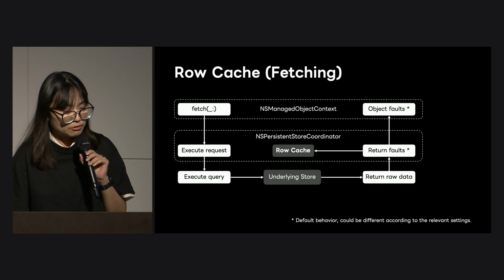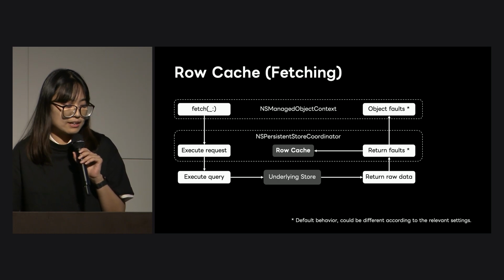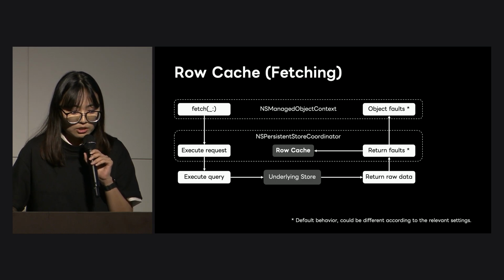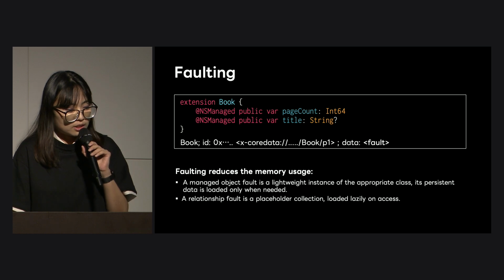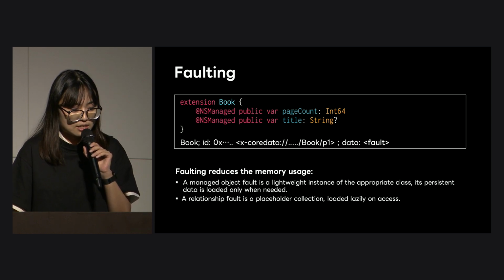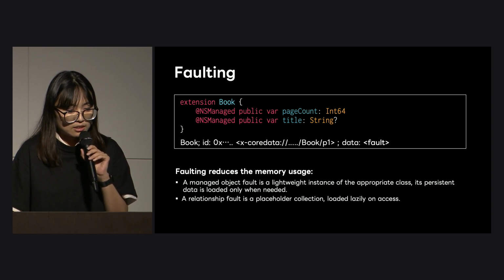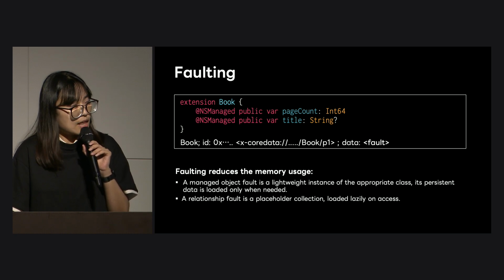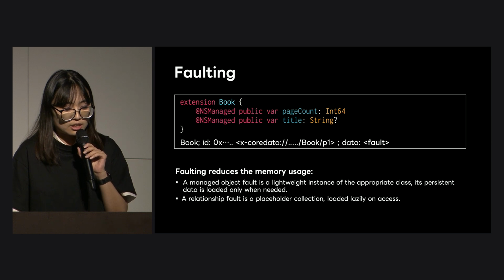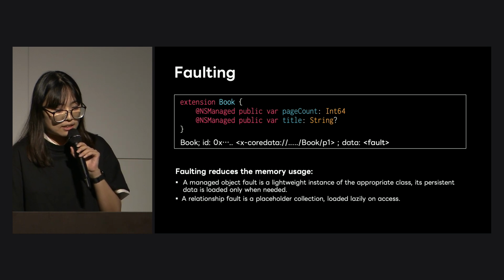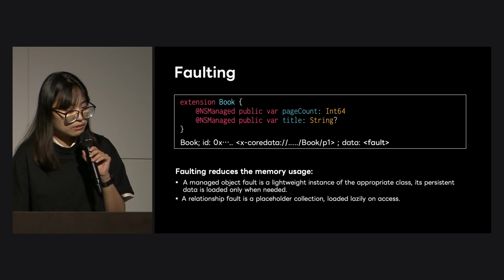What is a fault? If you are wondering that, perfect, since that's exactly what I'm about to talk about. Faulting is a technique core data uses to manage memory efficiently. Think of it as lazy loading for managed objects. An object fault is a lightweight instance of the appropriate class. Its persistent data is loaded only when needed.